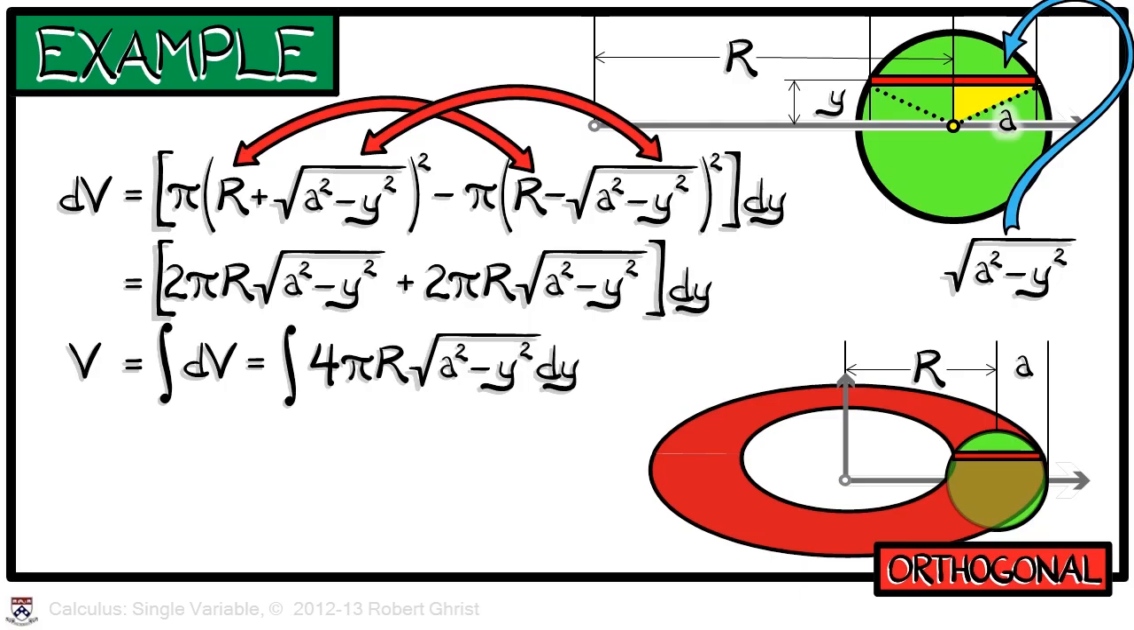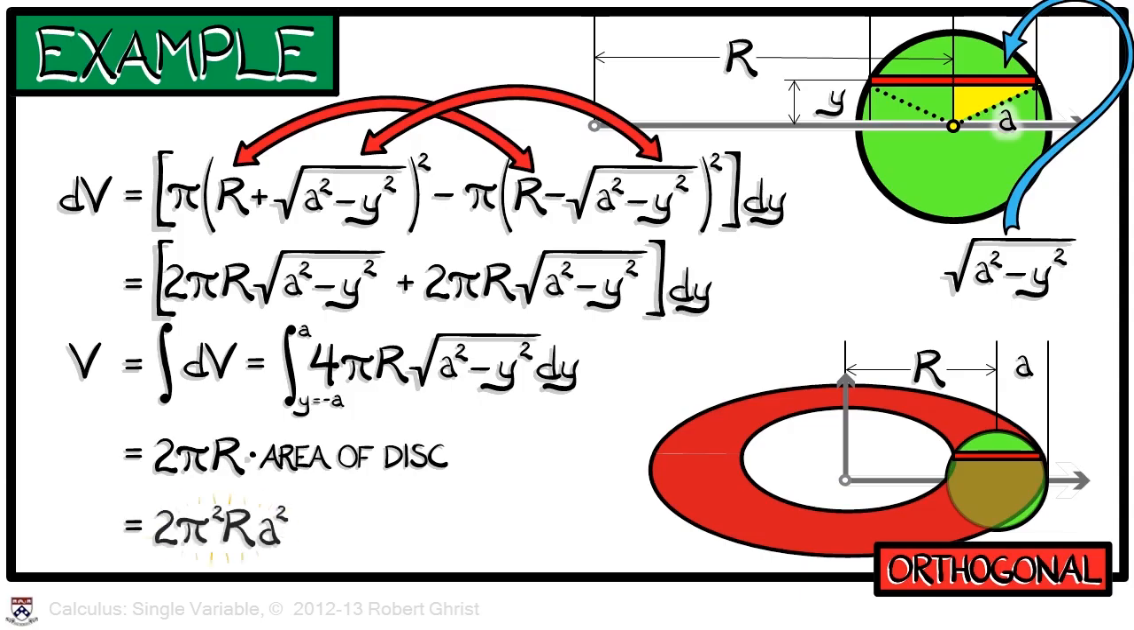And we see that although we're using a different volume element in a different variable, integrating this as y goes from negative a to a yields the same integral as we saw previously. It is 2 pi r times the integral that gives you the area of this disk, leading again to the final answer of 2 pi squared r a squared.